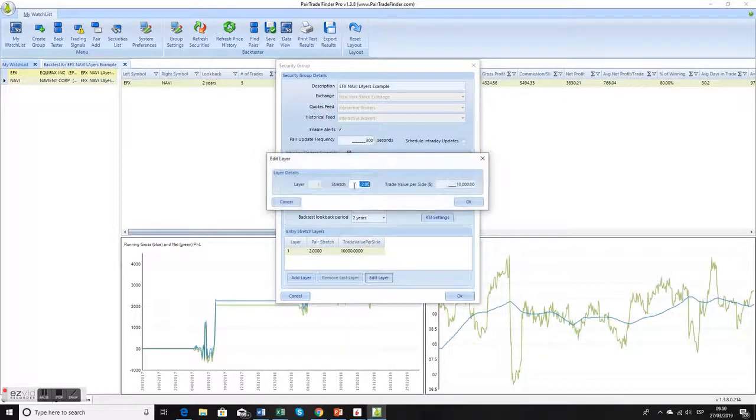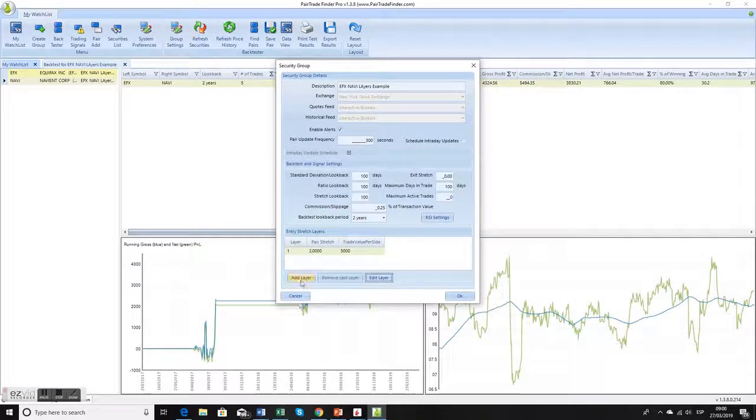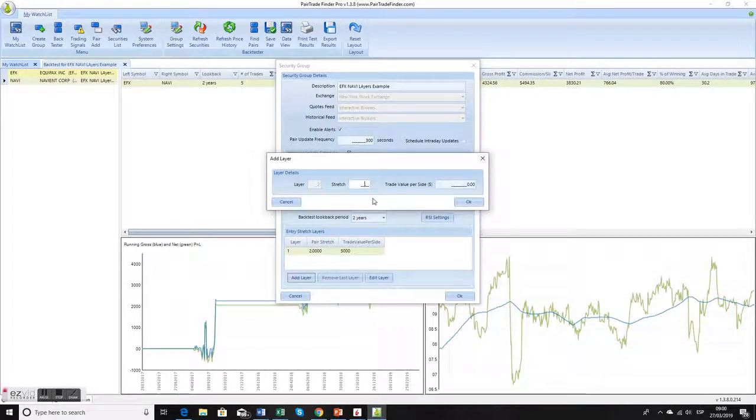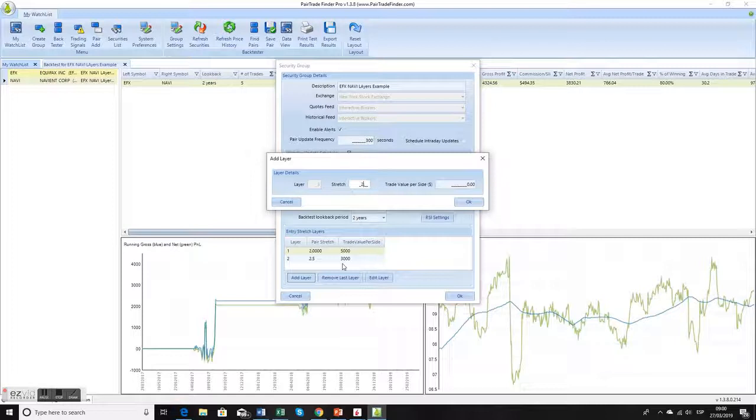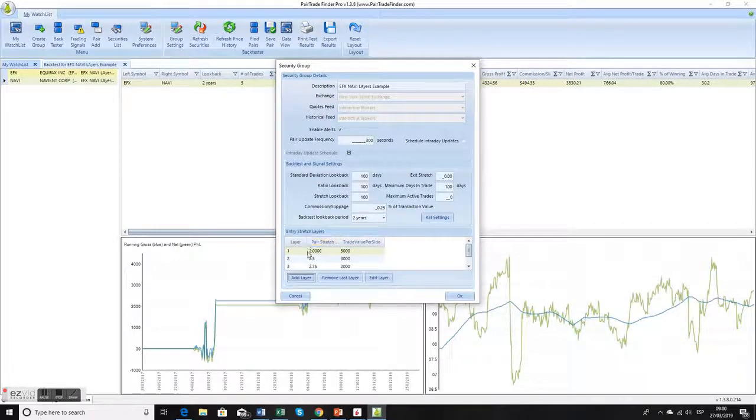So if we take layer 1, which is at the 2 standard deviations, let's say we only trade 5,000 on that layer. And let's add another layer at, say, 2.5 standard deviations. And let's trade, say, 3,000 on that layer, okay? And then let's add another layer at even further width, let's say 2.75 standard deviation, and let's add 2,000 to that leg. So you've got 3 different layers now at 2, 2.5, and 2.75 standard deviations, and the total is 10,000 a leg, but you're scaling into these trades as and when the spread widens even further than the 2 times.